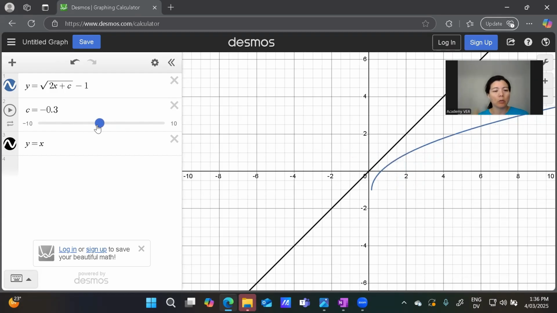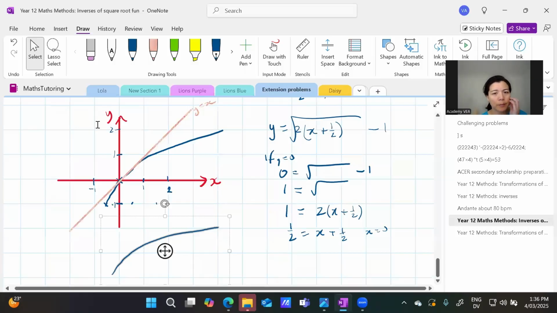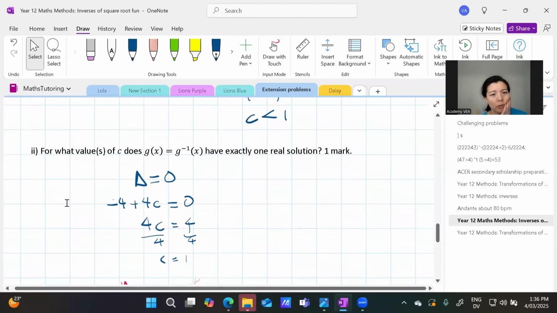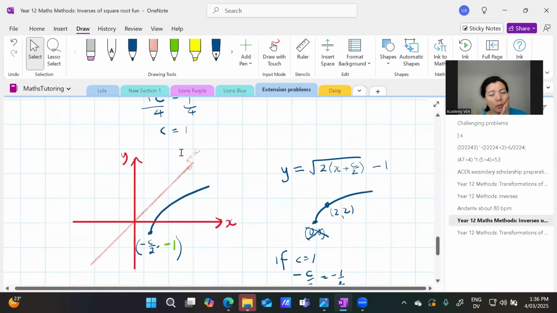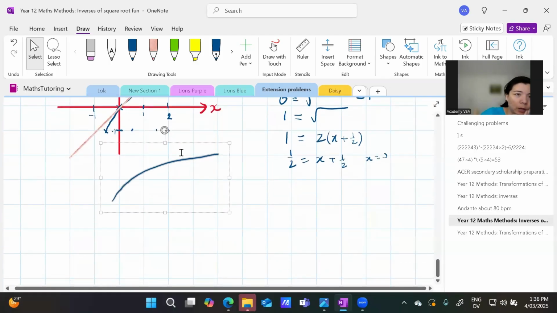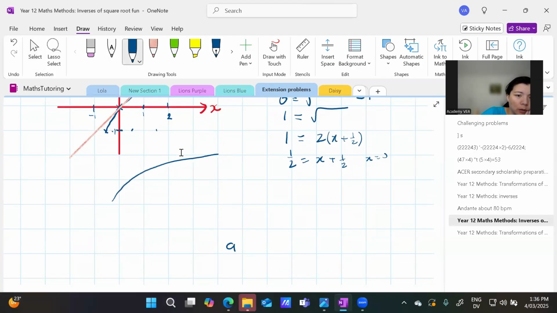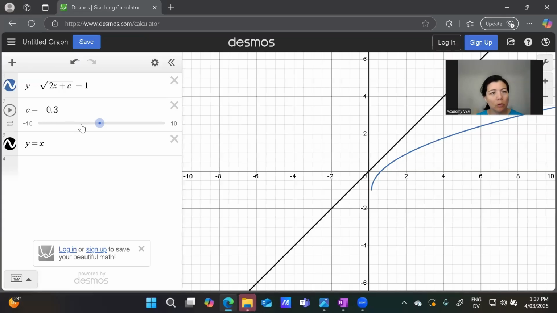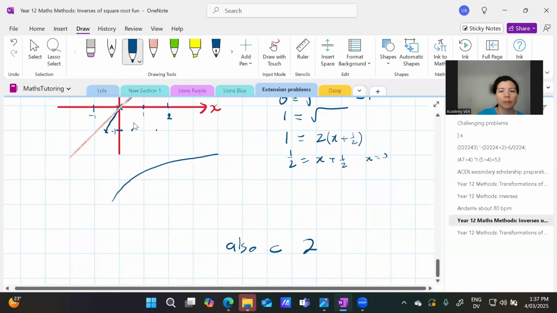All right. So the question is still, we want exactly one real solution. And so one case is when c equals 1. And the other case is when c is, what was it? Less or more than 2. It was when c was greater than 2.